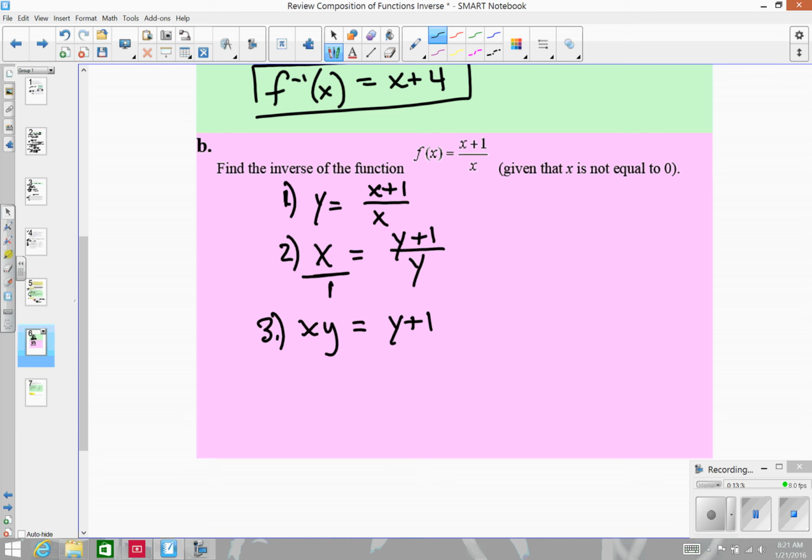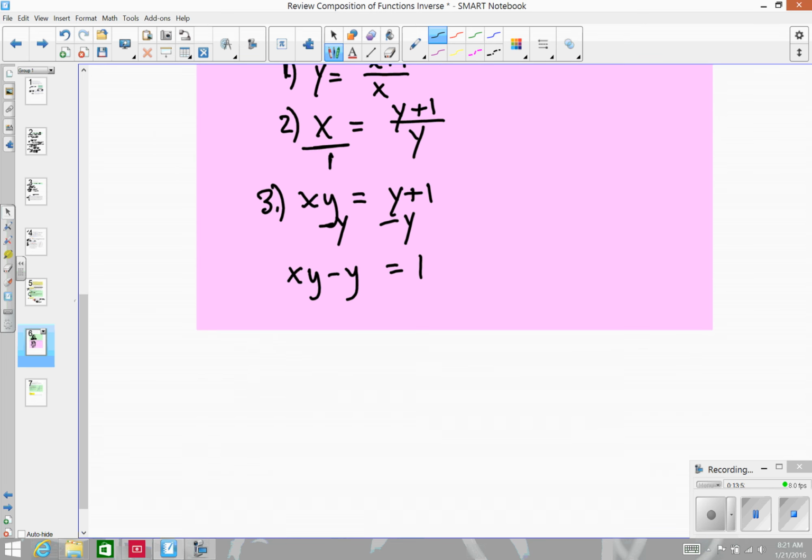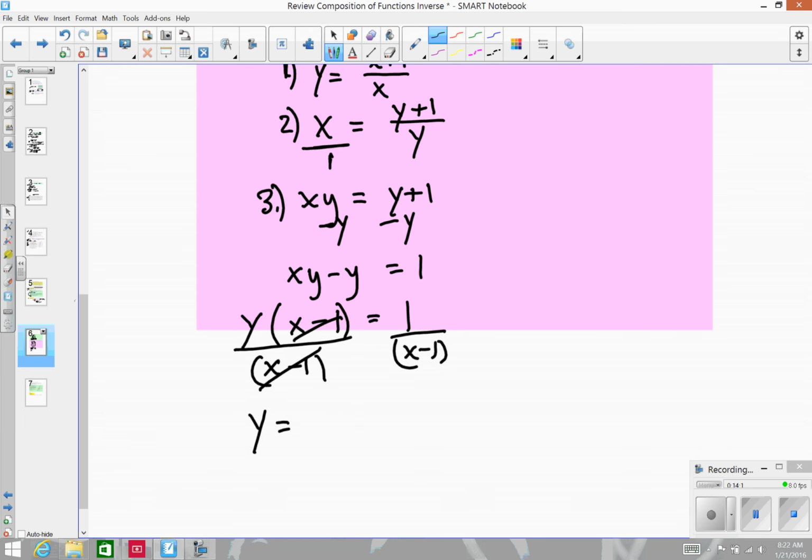plus 1. I need to get all my y terms together on one side of the equation, so I'm going to subtract y from both sides, and I will have xy minus y equals 1. Factor out the y, and I get y times x minus 1. And then finally, divide both sides by x minus 1. Y equals 1 over x minus 1.